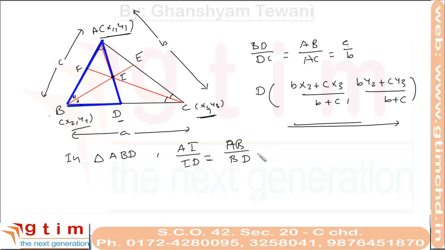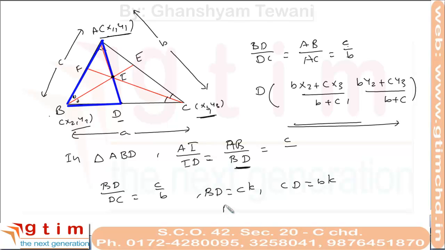Now, AB length is small c by notation, but what is length BD? We don't have length BD, so we have to first find length BD. Any idea how we find length BD? We have ratio BD upon DC, that is c upon b. So length BD is equal to CK and length CD is equal to BK.